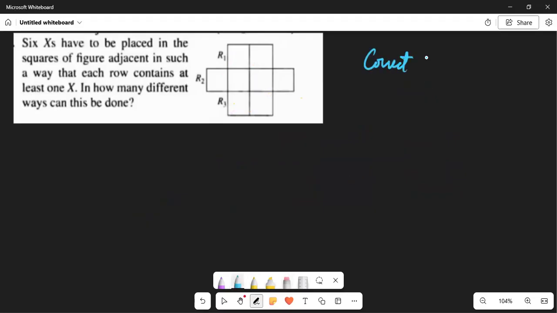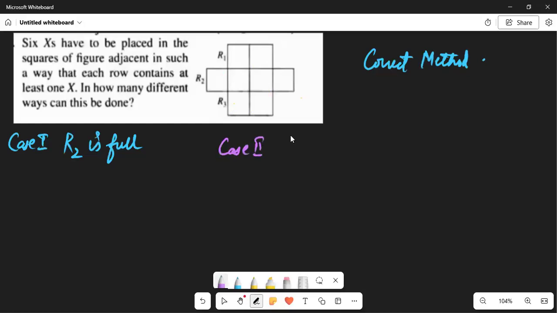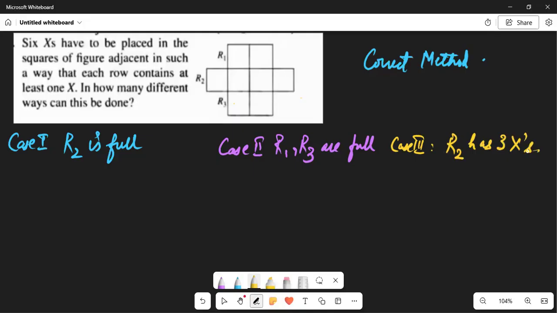So your case 1 is that your R2 is full. Your case 2 is R1 and R3 are full. And your case 3 is your R2 has 3 x's. So can there be any other case?